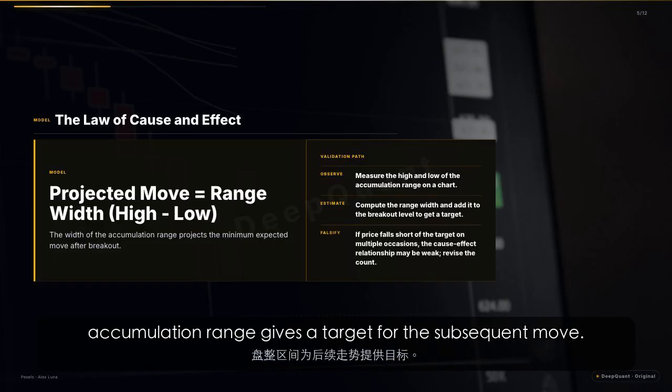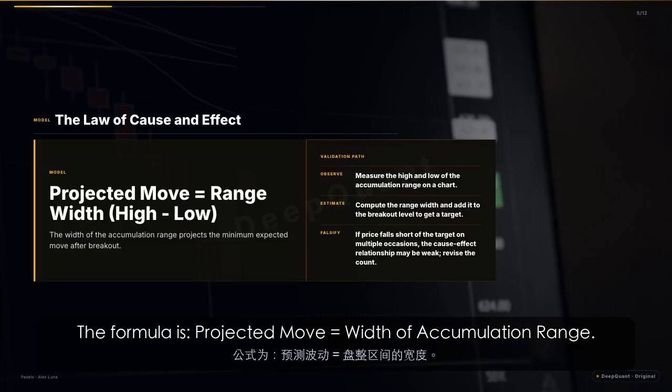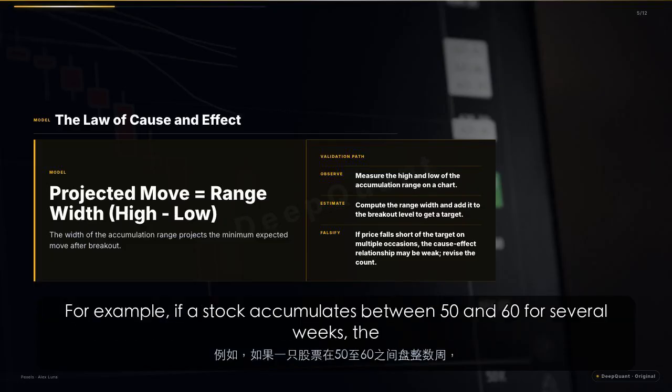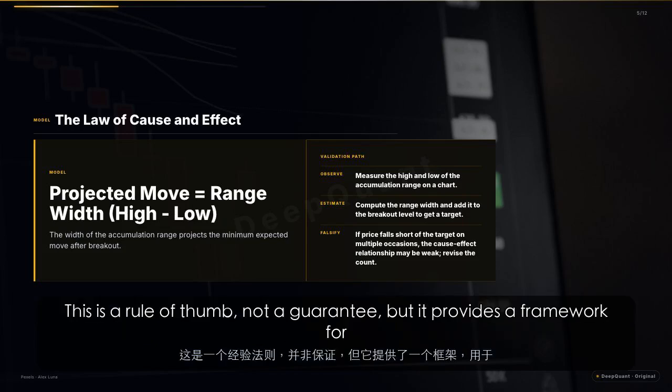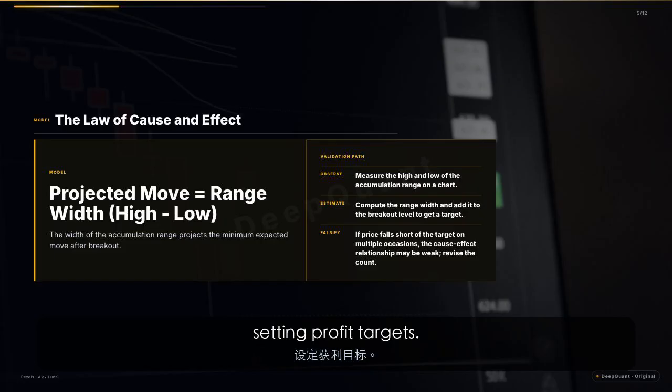The formula is projected move equals width of accumulation range. For example, if a stock accumulates between 50 and 60 for several weeks, the price target after breakout is roughly 60 + (60 - 50) = 70. This is a rule of thumb, not a guarantee, but it provides a framework for setting profit targets.